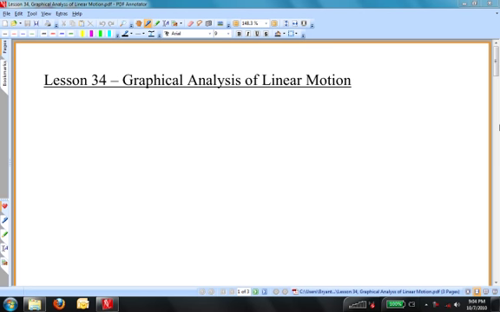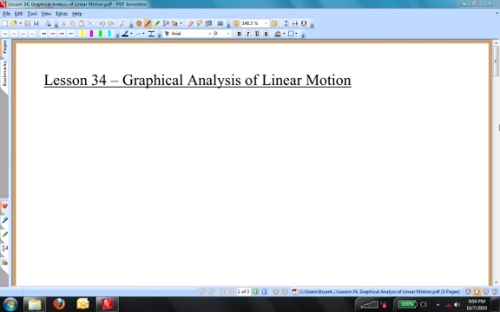This is Lesson 34, and it is entitled Graphical Analysis of Linear Motion. We've already been doing a lot with graphical analysis of motion. We've looked at position versus time graphs, velocity versus time graphs, and acceleration versus time graphs. In a moment, we're going to summarize what points we have seen so far.